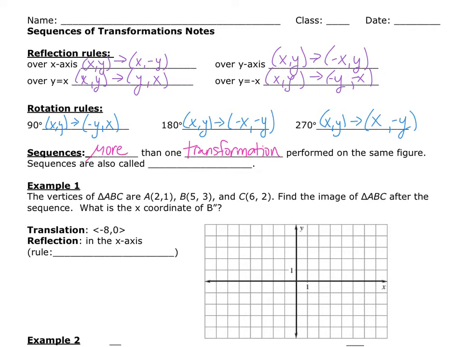What I already said before was that if we have a sequence, that means we have more than one transformation that's performed on the same figure. And sequences are also called compositions.